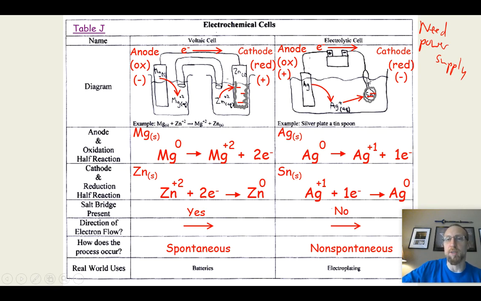If I just took a spoon and dipped it into a silver ion solution, nothing would happen, right? Because the silver is not strong enough to replace the tin, right? So it's not strong enough for this process to occur. So we need the battery. We need some outside power supply to make this non-spontaneous process happen, right? So this is a good side-by-side comparison of the two types of electrochemical cells, the voltaic and the electrolytic.